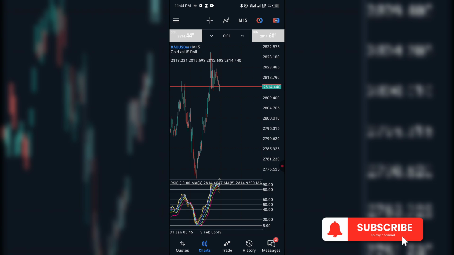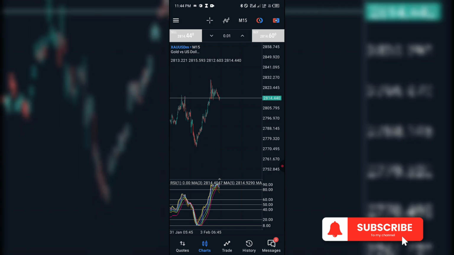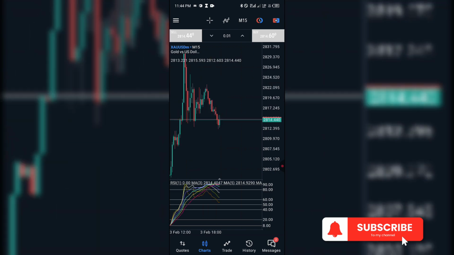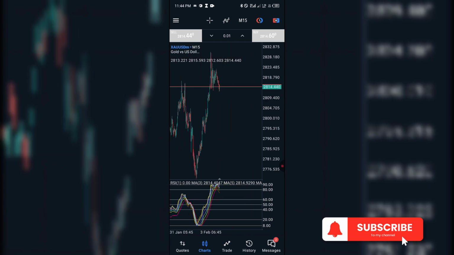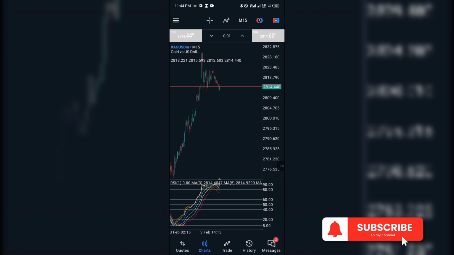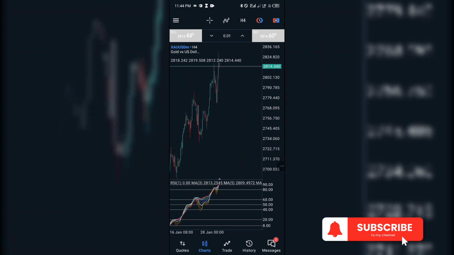Now make sure that your zoom level is full, not this way, but your zoom level should be out, should be full enough, right? Now coming down to your 15 minutes time frame, remember I have identified the trend first as an uptrend, right? And we want to join this particular trend.